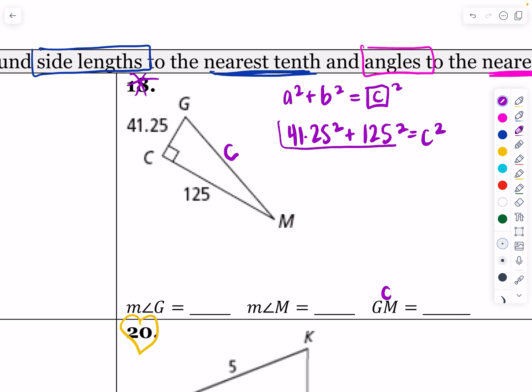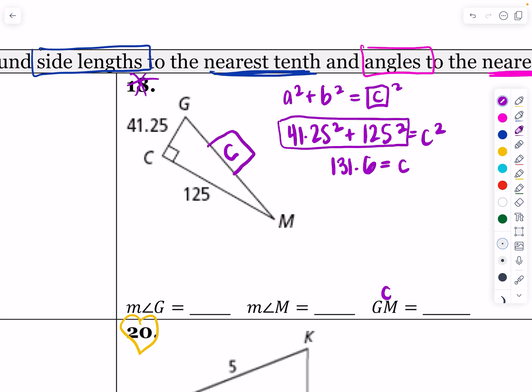I'm going to type this whole thing into my calculator. 41.25 squared. Make sure I don't miss the decimal, 0.25, plus 125 squared. This gives me a huge number, and I'm going to take the square root of that number. That is going to be the square root of, let's see, it's 17,326. So when I take the square root of that with everything on it, it is going to be 131.6.